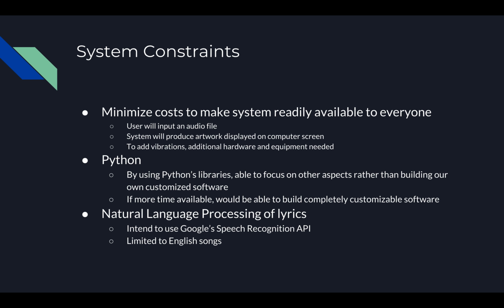And finally, we made ARTonomous to be constrained to only English songs. We intend to use Google's speech recognition API in order to process and index the song's lyrics. We as a group feel most comfortable implementing the English language, but later on, our system has a possibility of incorporating other languages.